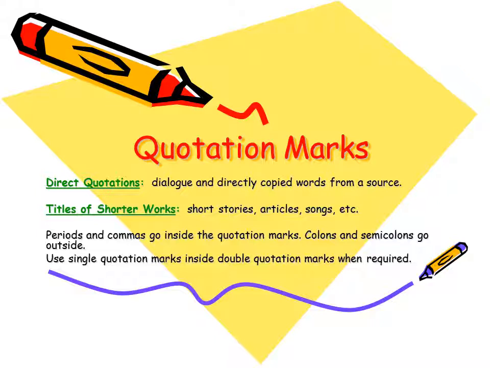Quotation marks, they're a little tricky. Dialogue and directly copied words from a source have quotation marks. Titles of shorter works, like short articles and songs, those get quotation marks. Periods and commas go inside the quotation mark. Colons and semicolons go outside. Now here's another hint. You need to know this for one of the questions on the exam. So let me say that again.